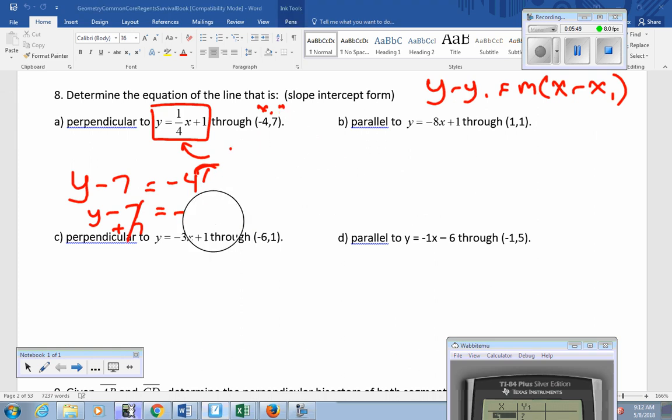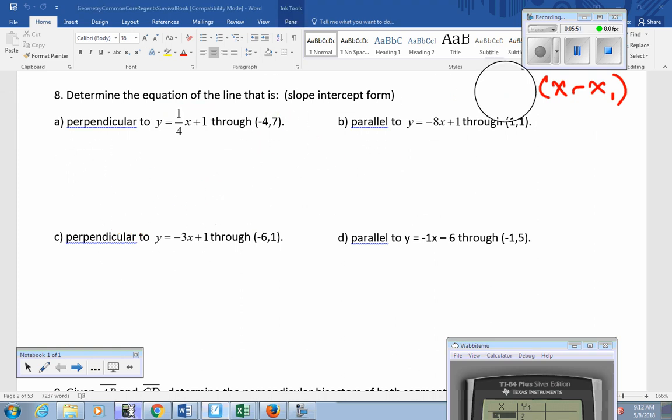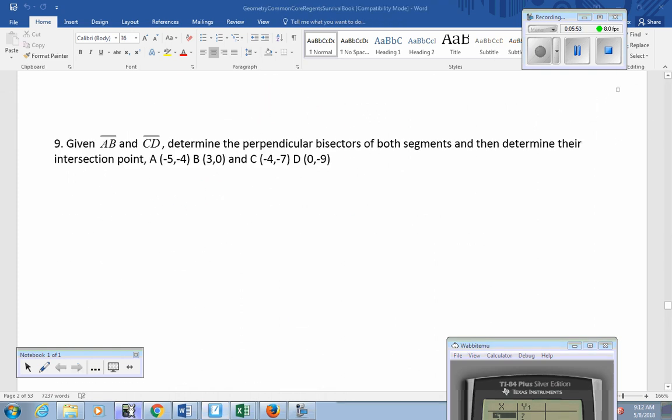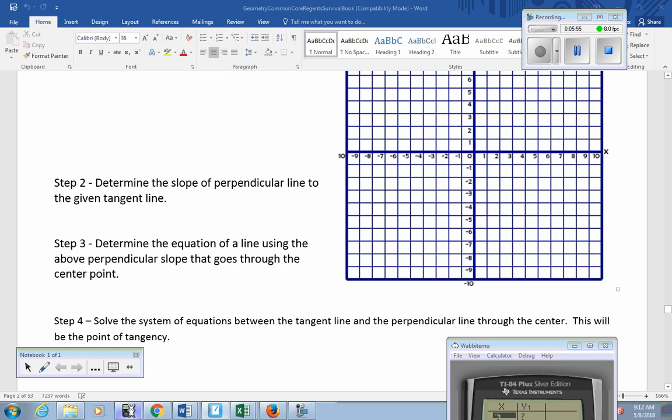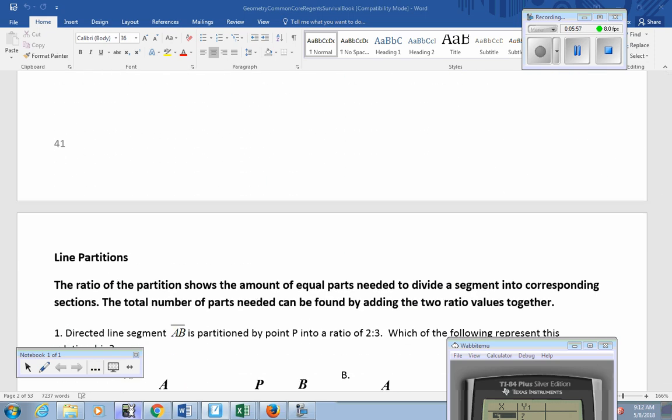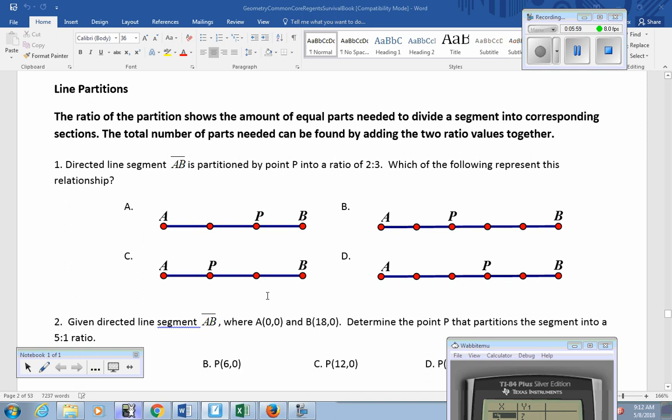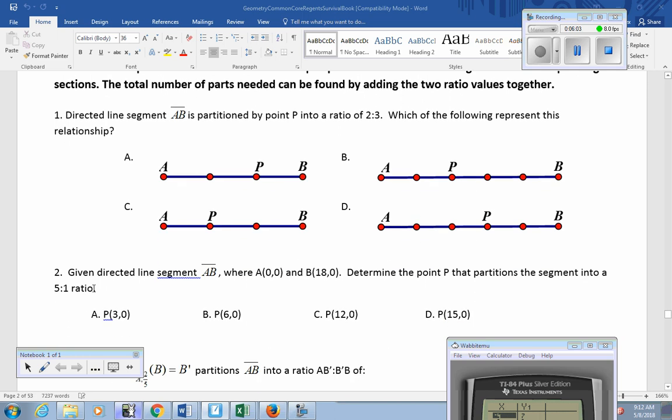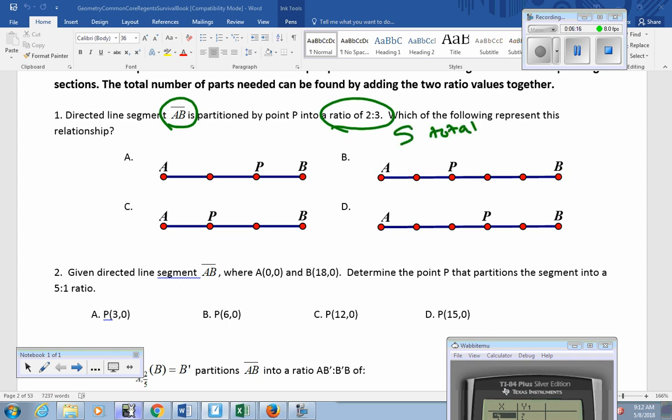So let's go ahead and move on to the next section, which talks about line partitions. With line partitions, you're talking about ratios. It says a ratio of 2 to 3 for AB. So we're looking for which one of these is broken into 5 parts. There's 5 total parts, and we're looking for that point to be 2 parts in of those 5.